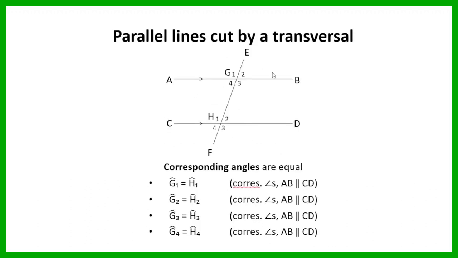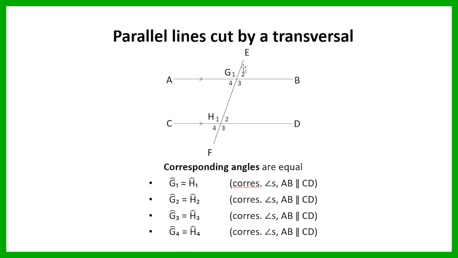Then we have our parallel lines being cut by a transversal. Remember, when you have a transversal cutting through parallel lines, or when you have a transversal cutting through any pair of lines, then you will end up with corresponding angles, alternate angles, and co-interior angles. But when those lines that the transversal is cutting through are parallel, then it is special because we have relationships between those angle pairs that are different from when you have a transversal cutting through any other lines. When the lines are parallel, corresponding angles will always be equal to each other.